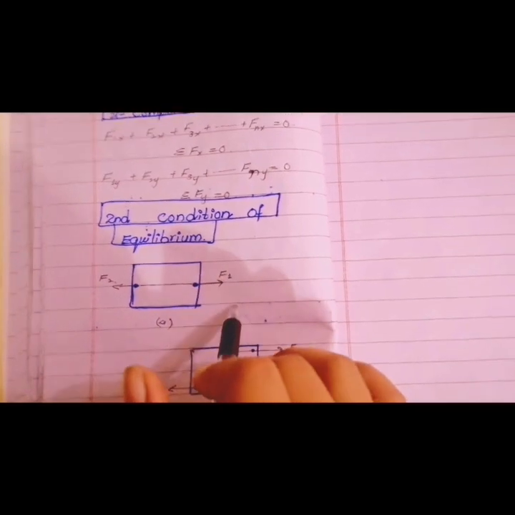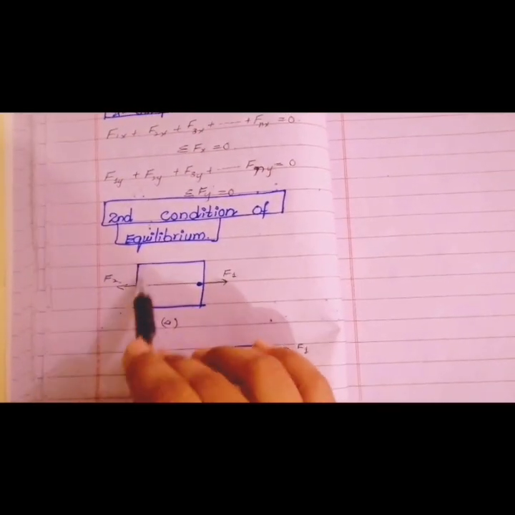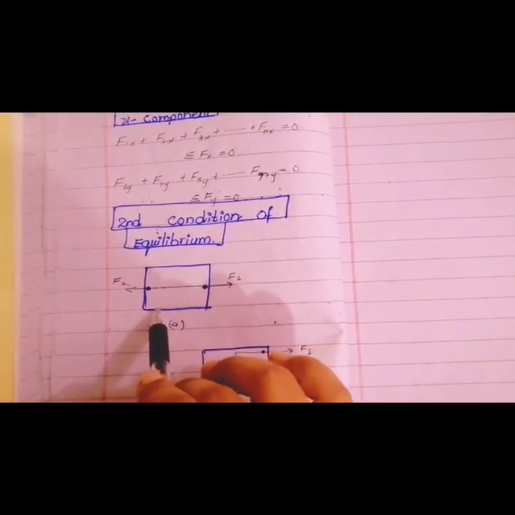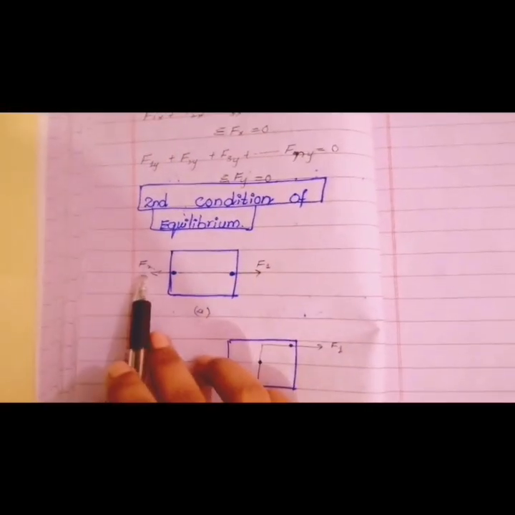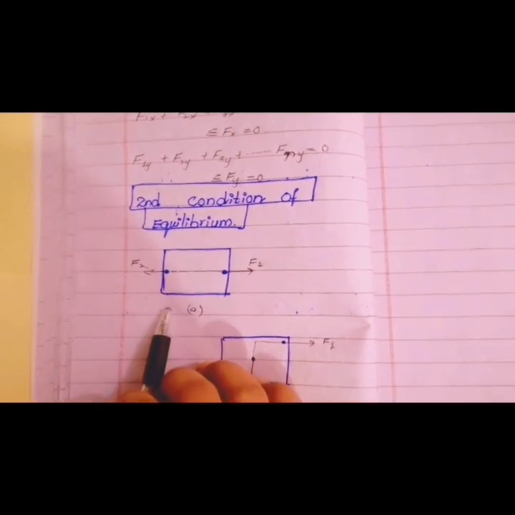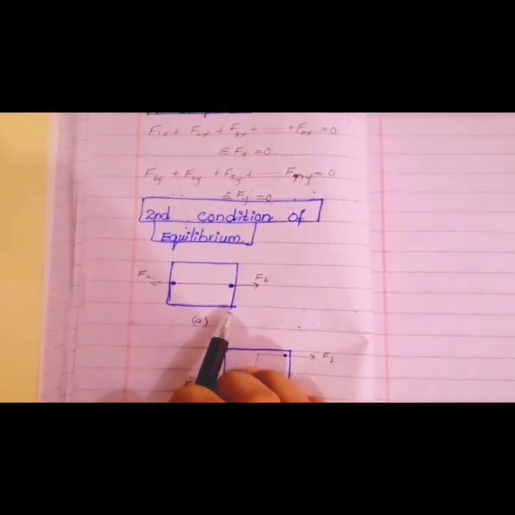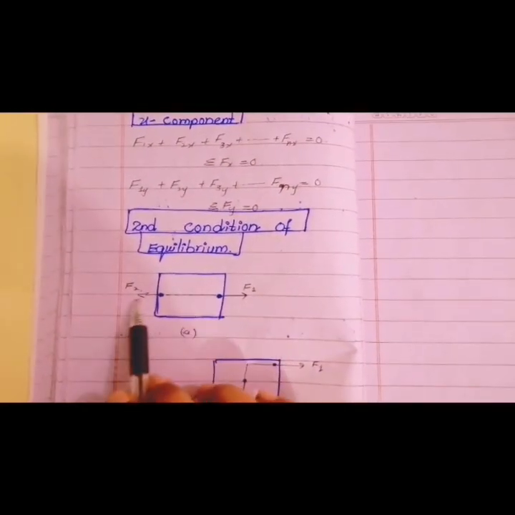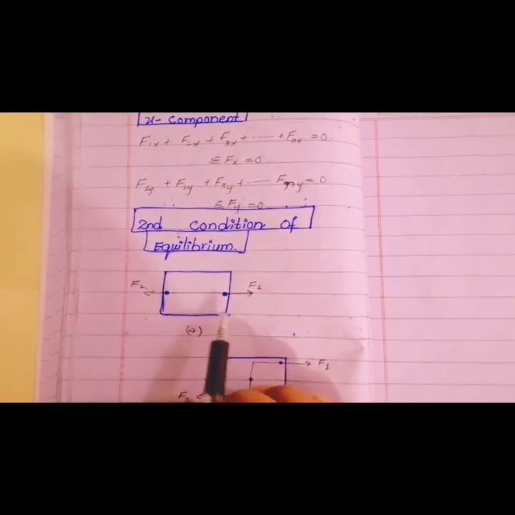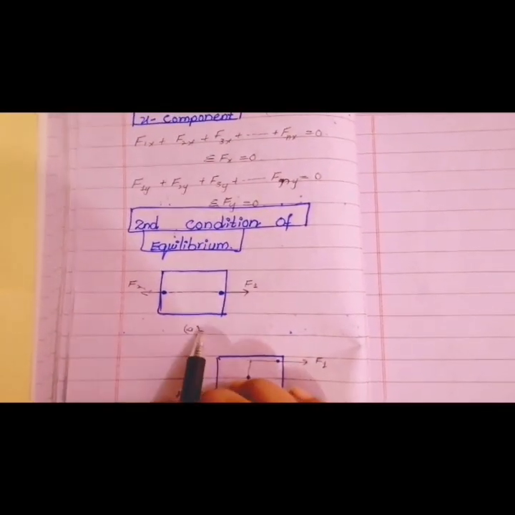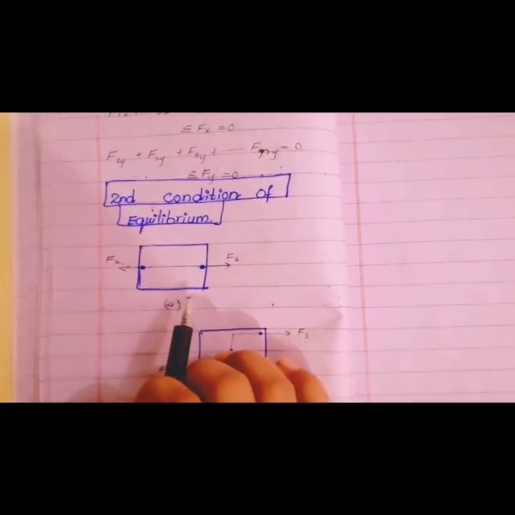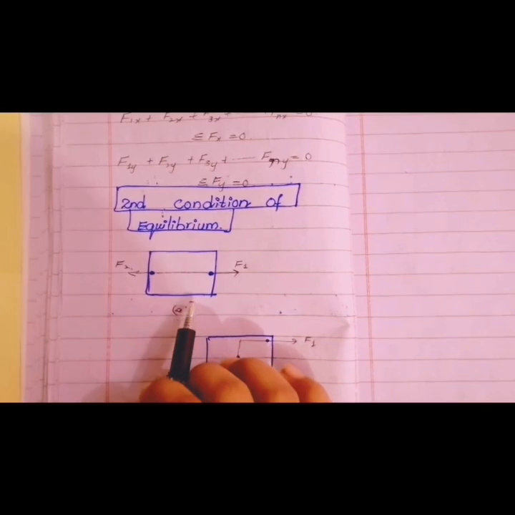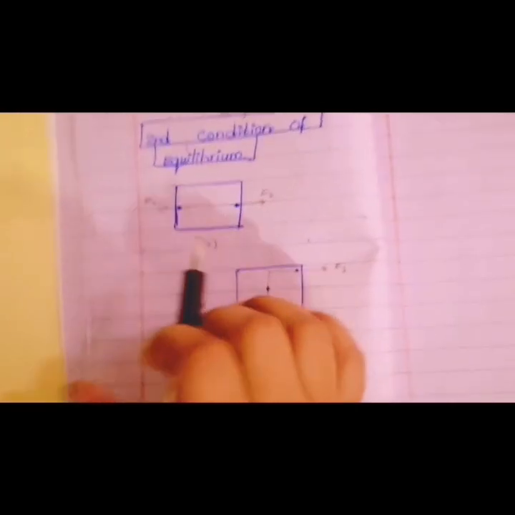Second condition of equilibrium. If on a body two forces are acting, F1 and F2, these two forces are equal in magnitude but opposite in direction. These forces are acting along the same line. So if we take the resultant of all the forces, the resultant of all these forces is equal to 0. So we can say that this is also the first condition of equilibrium.